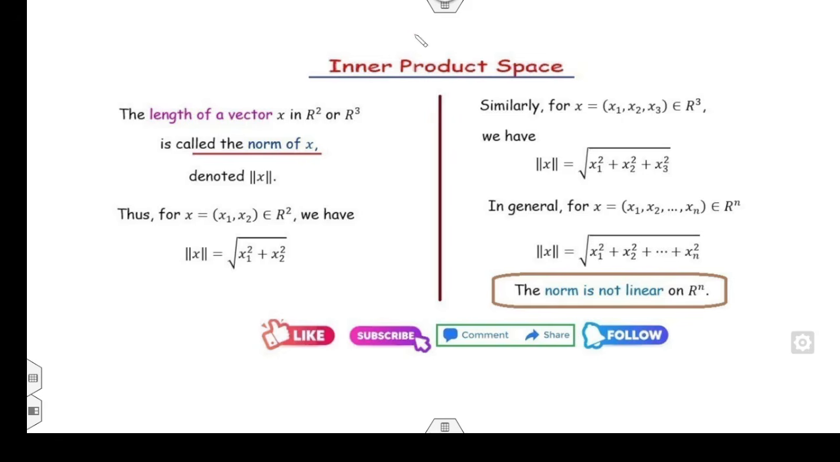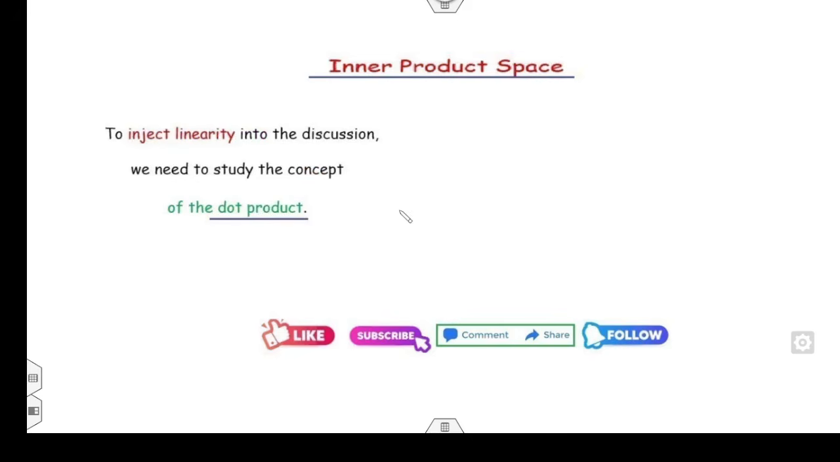But when we are talking about the inner product space, our target is to discuss linearity. Fine. So how can you think about linearity from the norm? For that, we will try to understand the concept of the dot product.